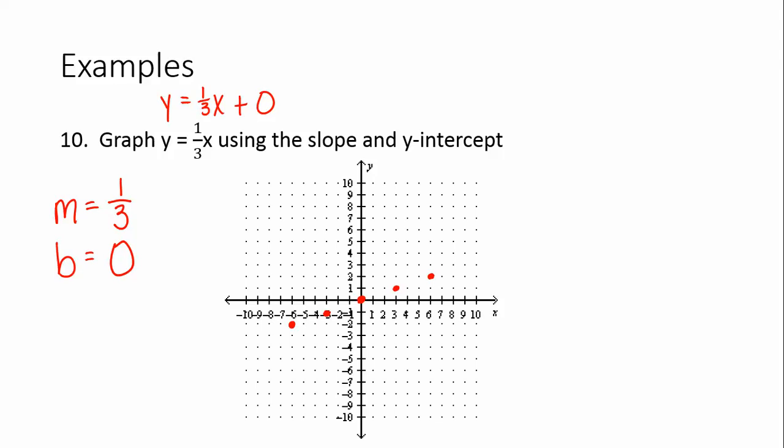It does have positive slope. We can connect our ordered pairs, making sure that we've got arrows on the ends. If you wanted to do another few points, you could, but you need to have a minimum of 5 when you're graphing using the slope and the y-intercept.